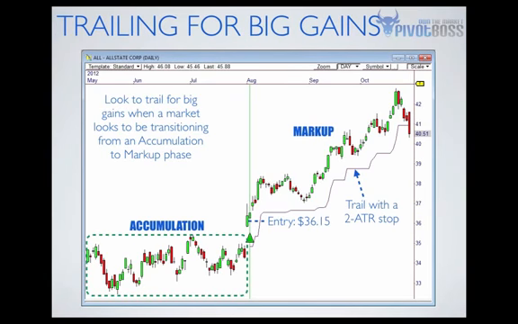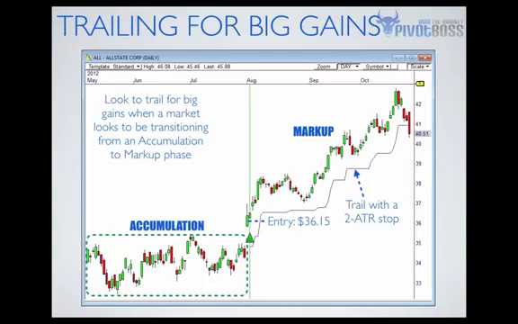Now, what about trailing for big gains? I mentioned before, if you can identify when the market is moving from an accumulation phase to a markup phase, and you can get in at the earliest part of that move, you likely have just identified the next major trending move. If that's the case, whenever you get into a trade at the beginning of that new markup phase with great trade location, go ahead and trail with a 2 ATR stop and just let it do its thing, because it's likely going to remain in the market during that markup phase. 2 ATRs is a big move. It offers a lot of room to run on that trade.